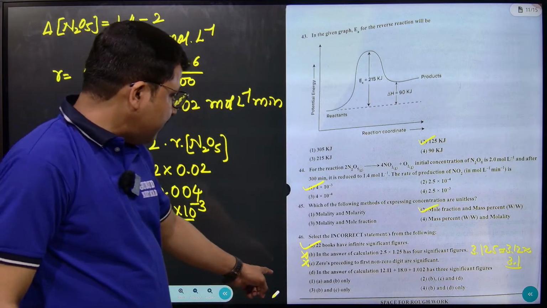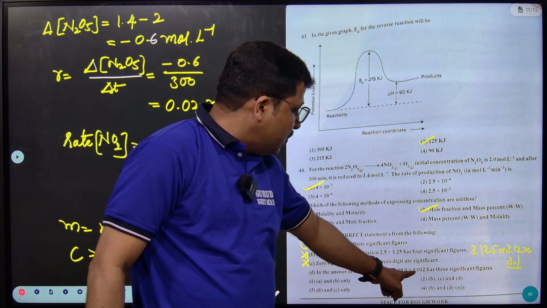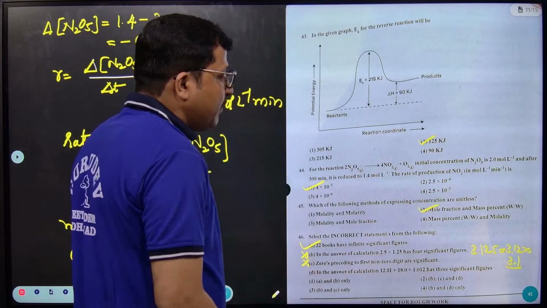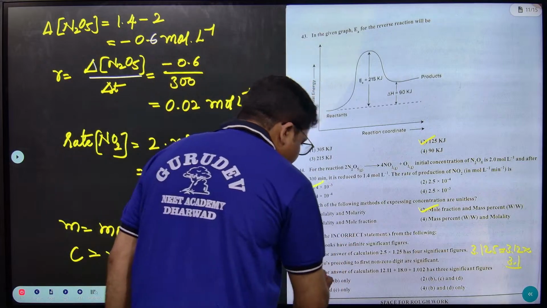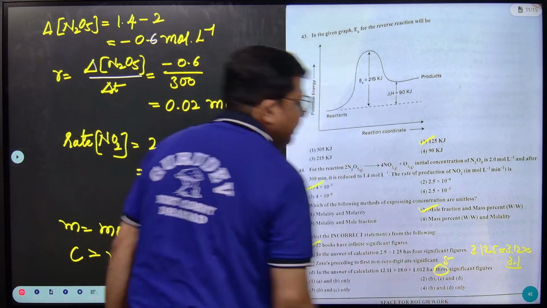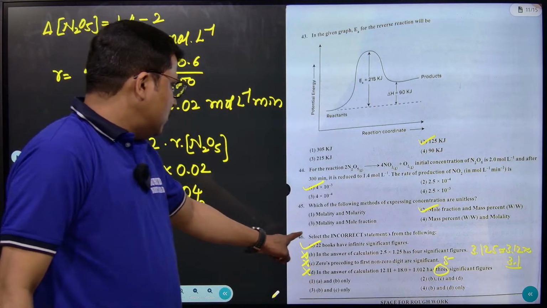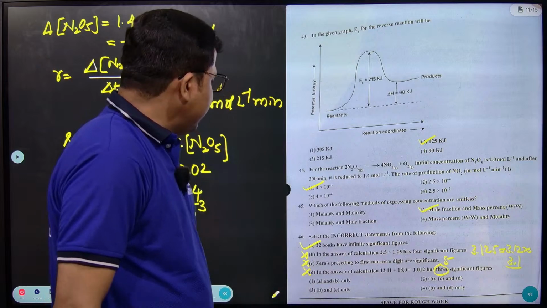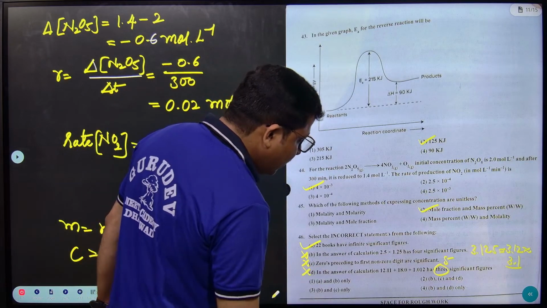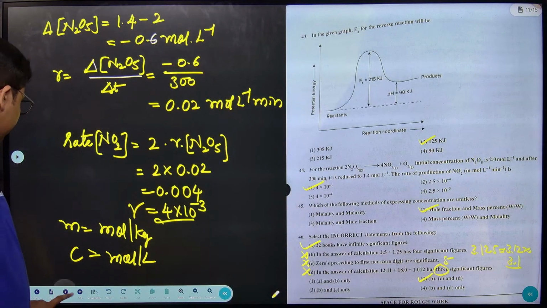And in the calculation of 12.11 plus 18 plus 1.012, the statement says 3 significant figures, but actually after adding these all, we get 5 significant figures, while he has given 3 only, hence this statement is also wrong. So the incorrect statements among the following 4 are B, C and D, option number 2.